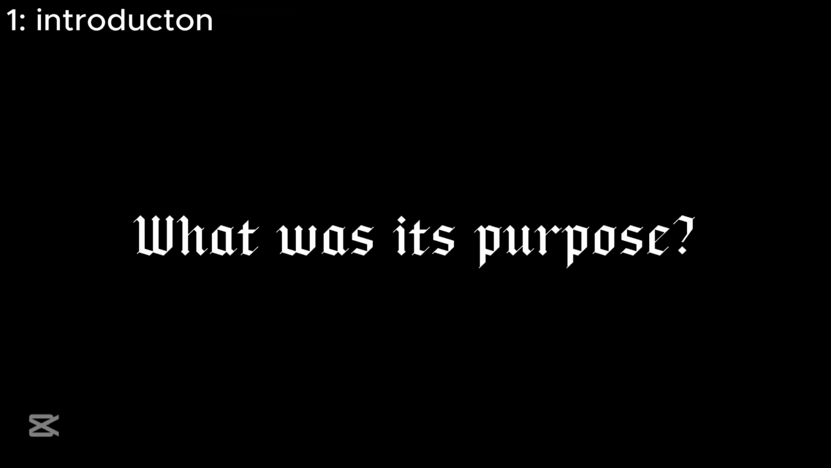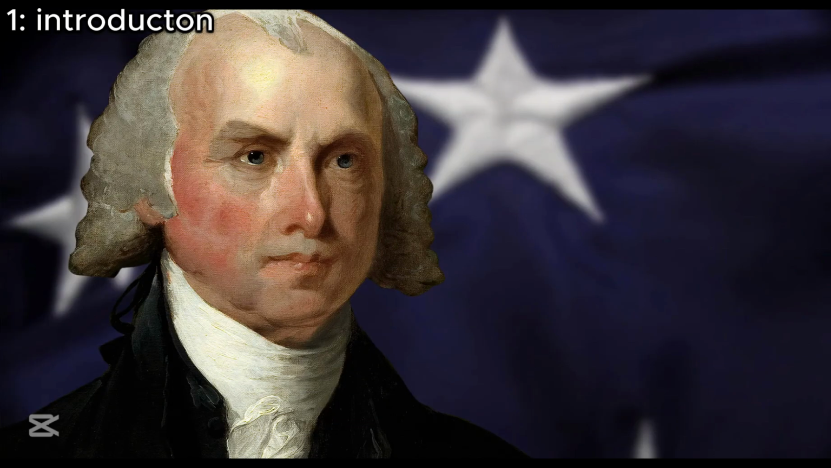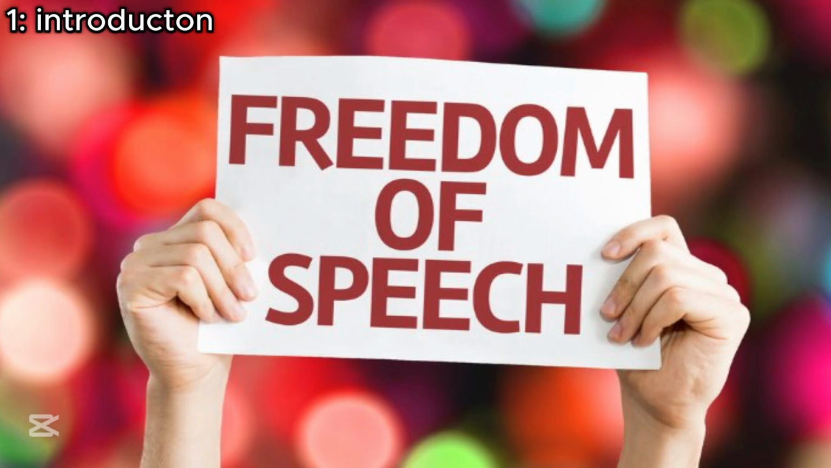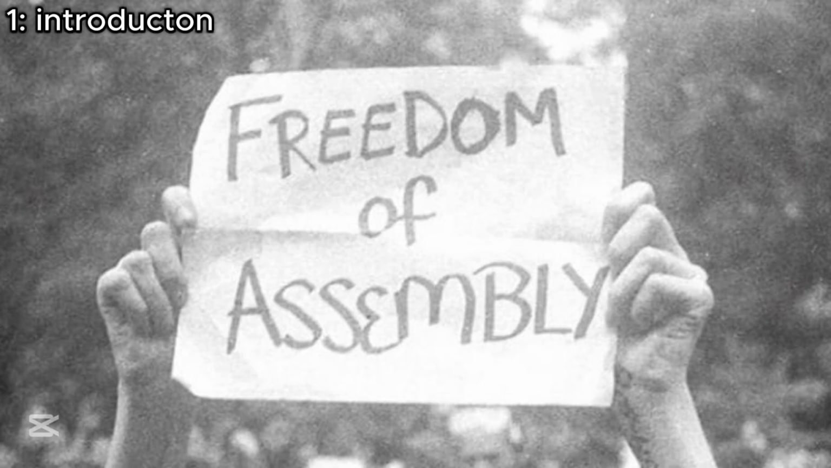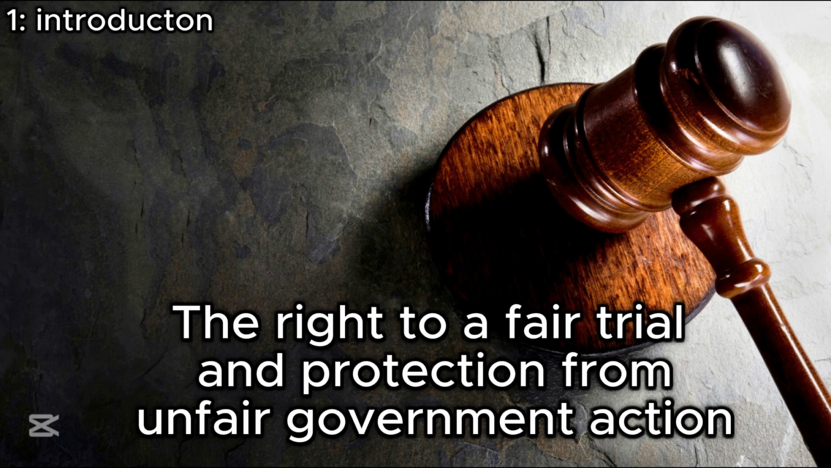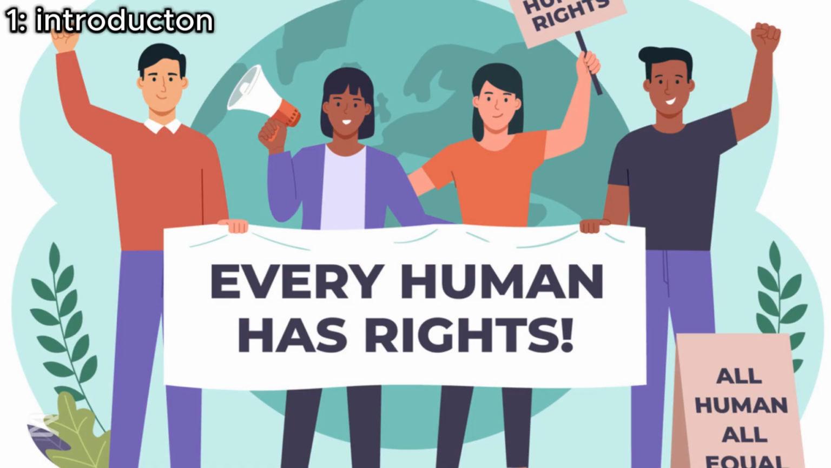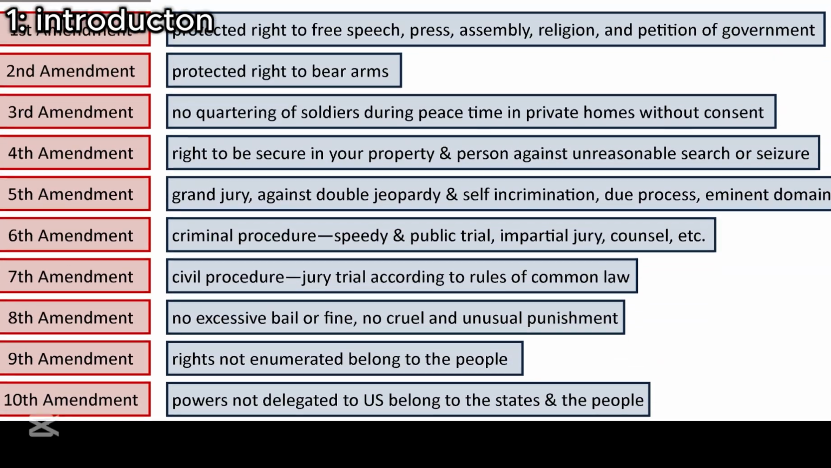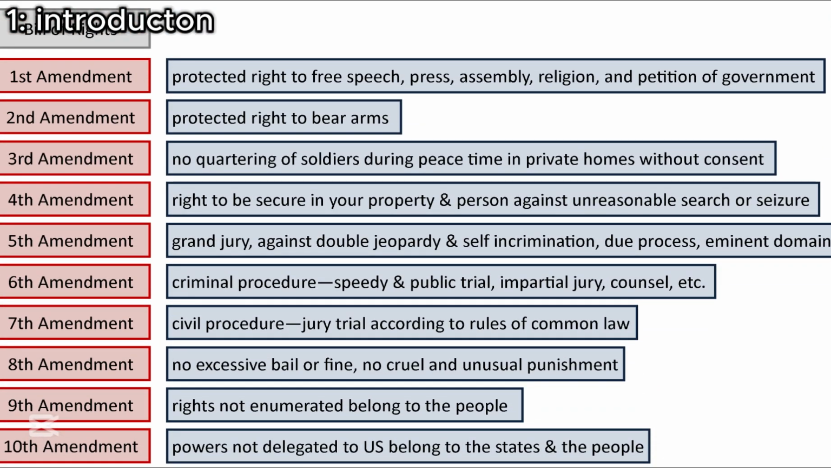What was the purpose of the Bill of Rights? The Bill of Rights, which was created by James Madison, serves the purpose of guaranteeing fundamental rights such as freedom of speech, religion, and assembly, as well as the right to a fair trial and protection from unfair government actions. These amendments ensure that citizens are not subjected to unjust treatment by the government or its agents. In summary, it ensures that all humans have rights that should not be violated. I will dive deeper into all these amendments later on in the video.